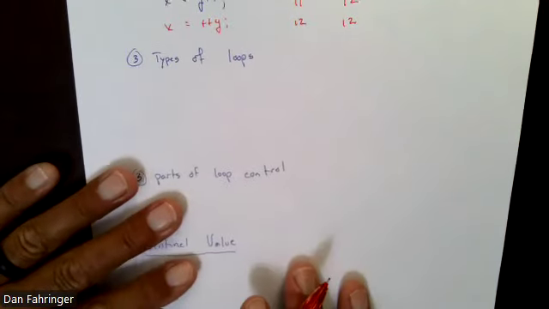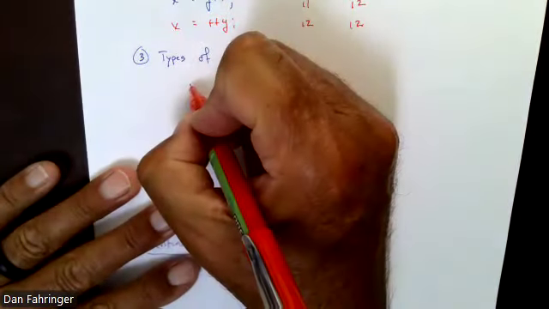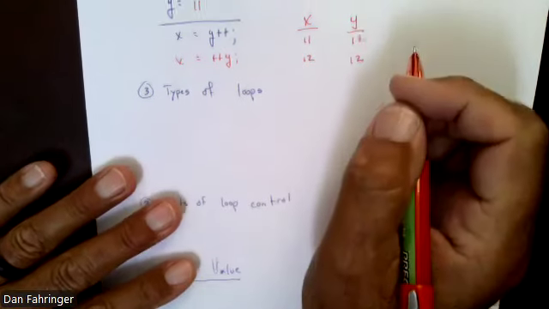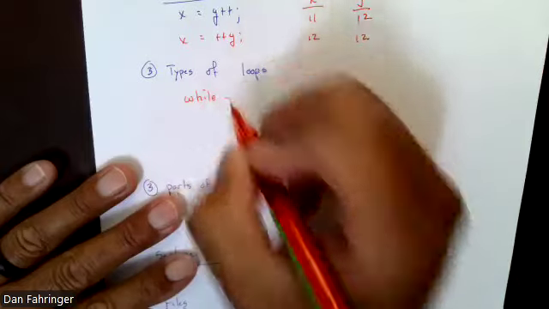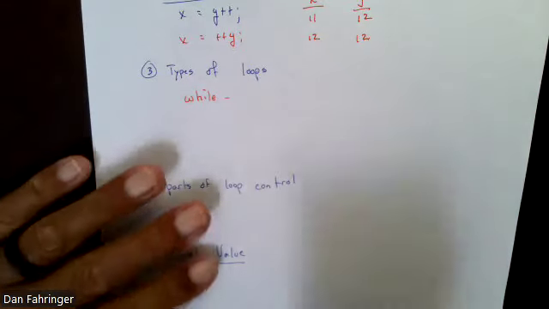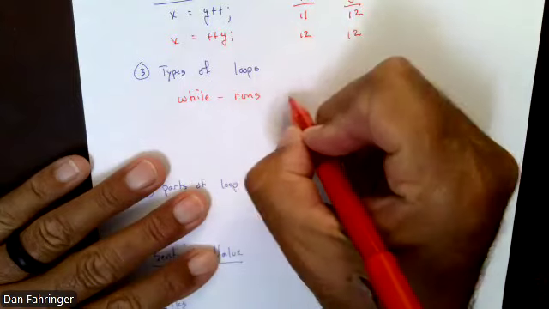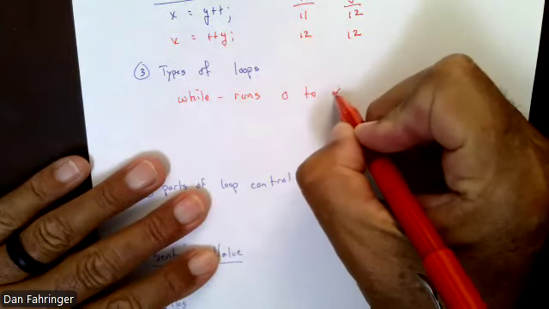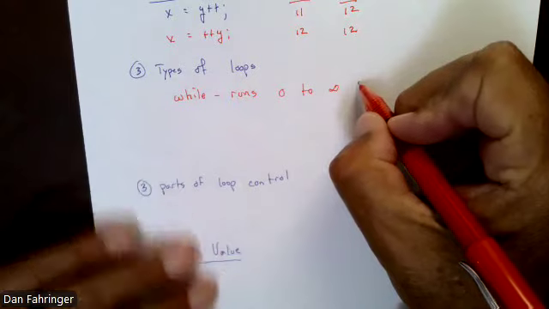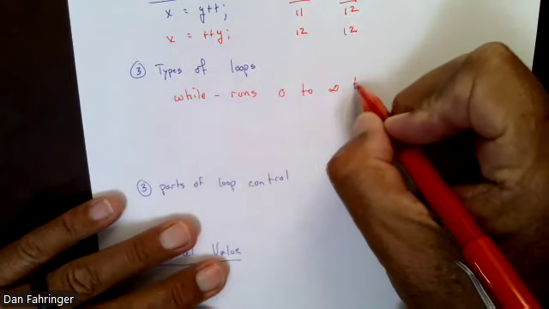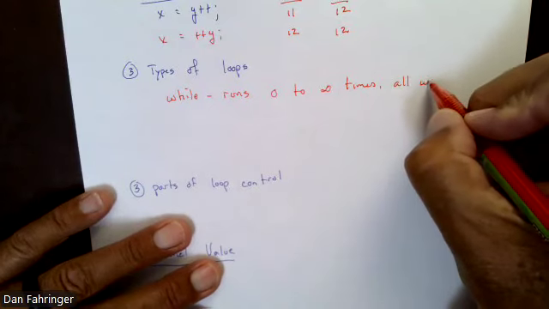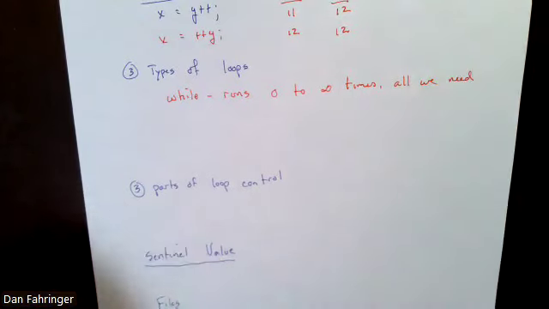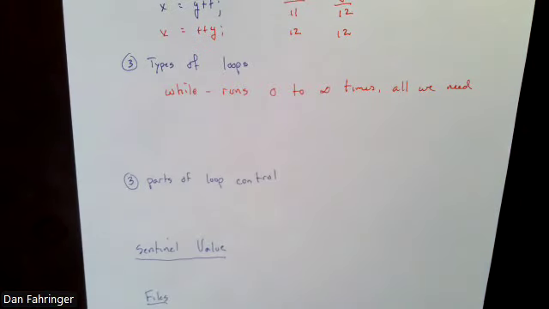3 types of loops. Give me one. While loop. And let's just hold on, the while loop is the big one. It runs 0 to infinite times, infinite iterations. Okay, this is all we need. We only need this one. In 162, they're finding out we may not even use a for loop in 162.